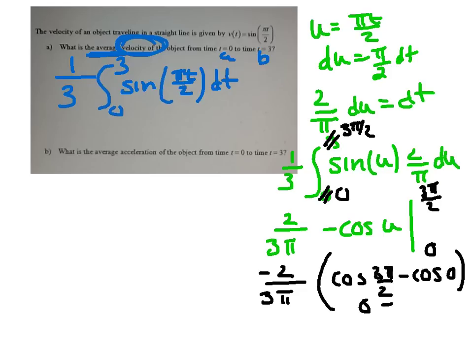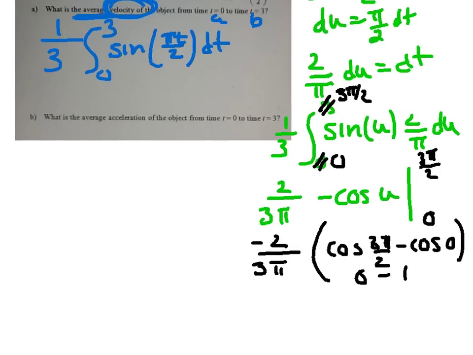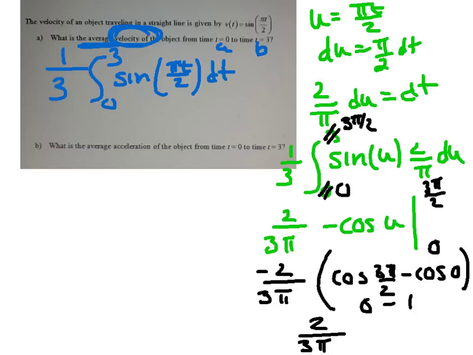This gets me a 0 minus 1, so I basically have a -1. I'm going to scroll up just a little, and I'm getting positive 2 over 3 pi. -1 times this value turns it into a positive. So this is my average velocity of that function. I'm going to go get part B now.